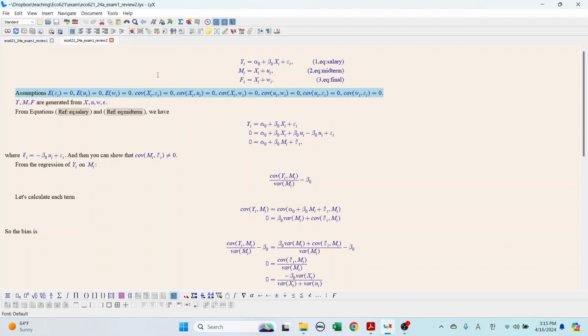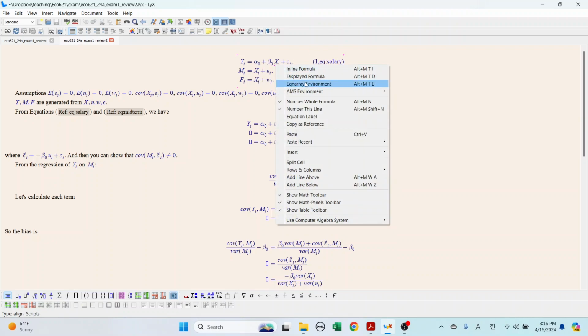All the error terms are mean zero, and covariances are zero, right? Especially for those four underlying variables, any pair of these four variables has zero covariance. That is these assumptions, right? There are six covariances: 1, 2, 3, 4, 5, 6. Six covariances are all zero, and the error term mean is also zero. And in the previous recording, I showed you a very useful technique, right?